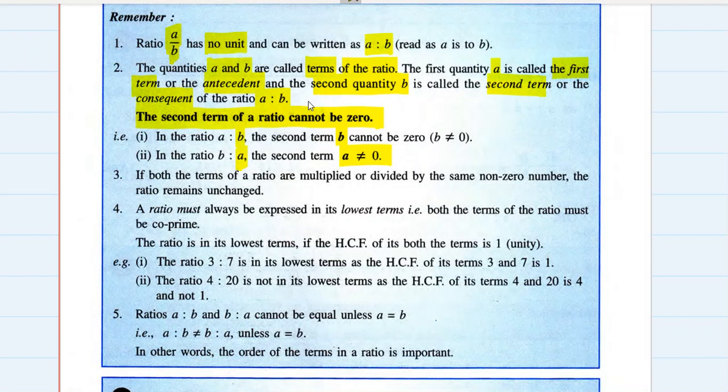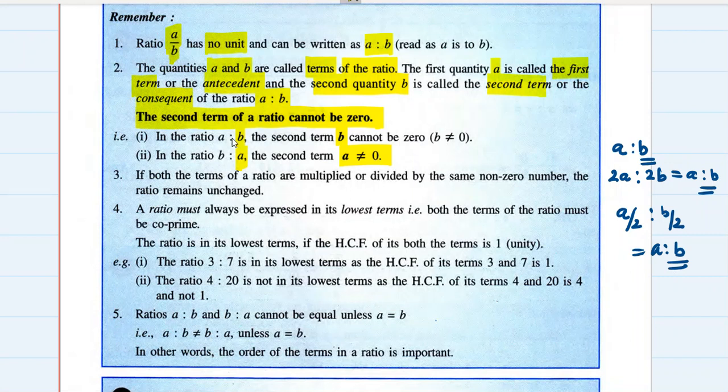If both the terms of a ratio are multiplied or divided by the same non-zero number, the ratio remains unchanged. Like, for example, if I have a ratio A is to B, and if I multiply both the antecedent and consequent of the ratio, first term and second term of the ratio by 2, the ratio still remains equal to the original ratio, that is A is to B. If I divide the first and second quantity by 2, still I will get the same ratio, A is to B. Okay.